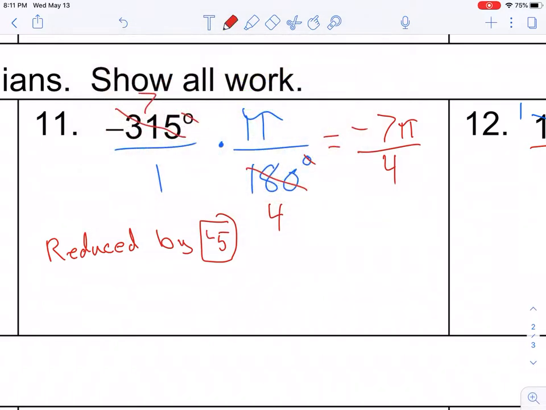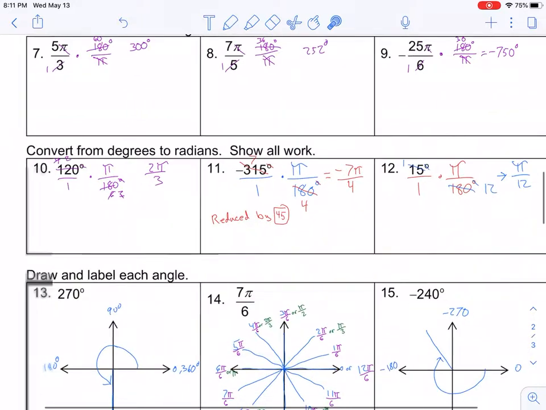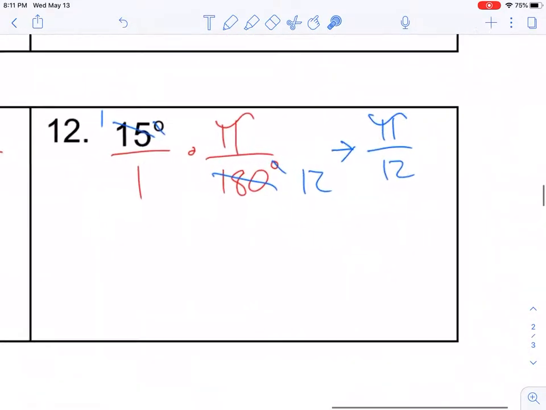I reduced by 45. I think I did try and use 15 and then it's like, wait, there's a larger number. So I reduced by 45. 180 divided by 45 gave me 4. 315 divided by 45 gave me 7. So those are my new values that I'm working with. My degrees sign canceled out. And now I'm working with 7 times pi to get 7 pi, 1 times 4 to get 4, and my negative times a positive is a negative. And I thought I had it together for that one, and I sure didn't.